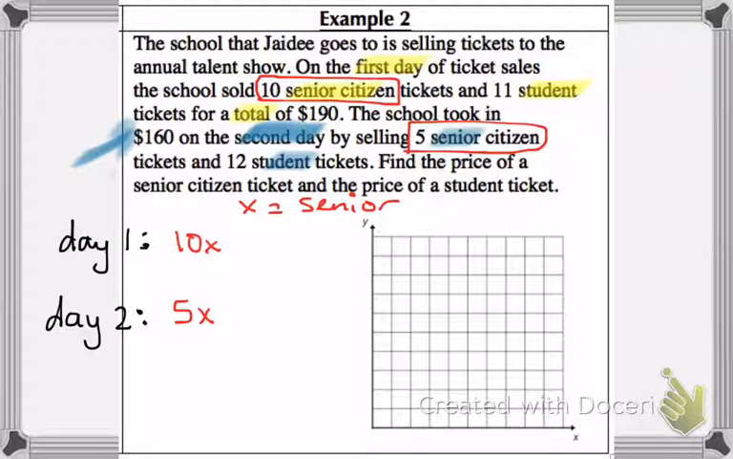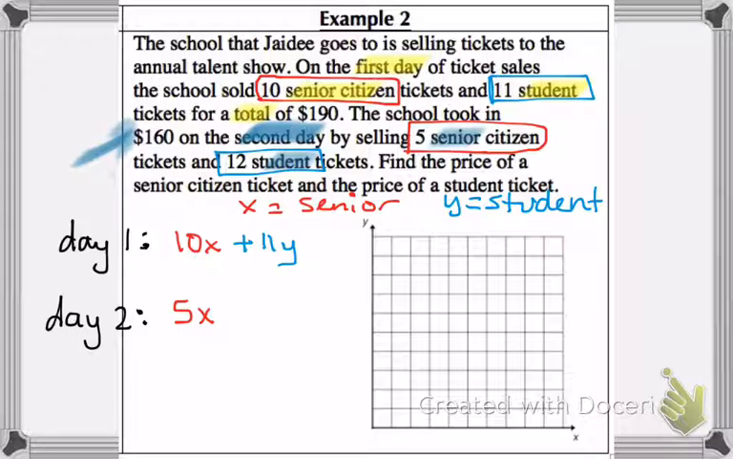Now on day 1, we sold 11 student tickets. And day 2, we sold 12 student tickets. So let's call Y student. So we're going to go plus 11Y and plus 12Y. And then we have a total of $190, so equals 190. And a total of 160 over here, so equals 160.